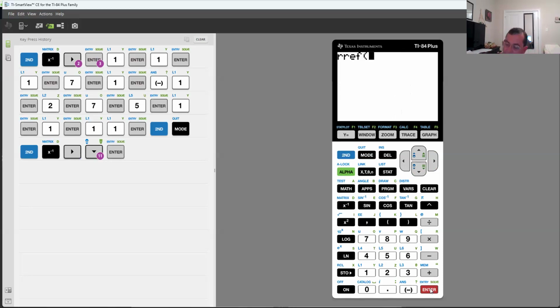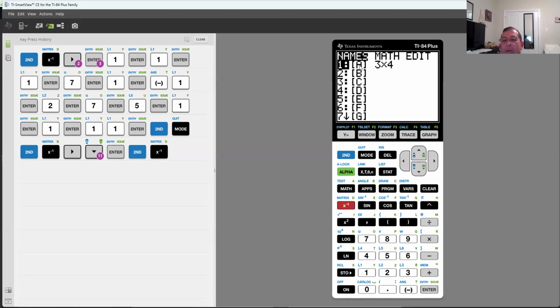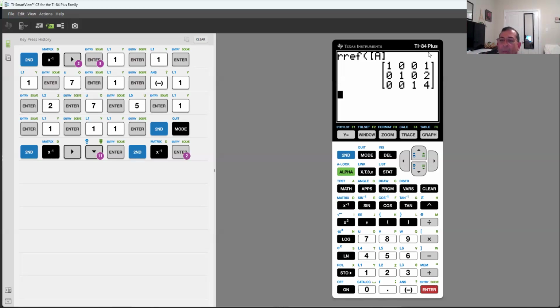Now we got to go get the matrix. So we hit second, x negative 1 again. And notice my matrix A is my 3 by 4 matrix. So I just hit enter on A. That brings the matrix to the screen. And y'all, we hit enter. And when I hit enter, the right column will be the answers with my X, my Y, and my Z. And y'all, my right column, X is 1, Y is 2, Z is 3.